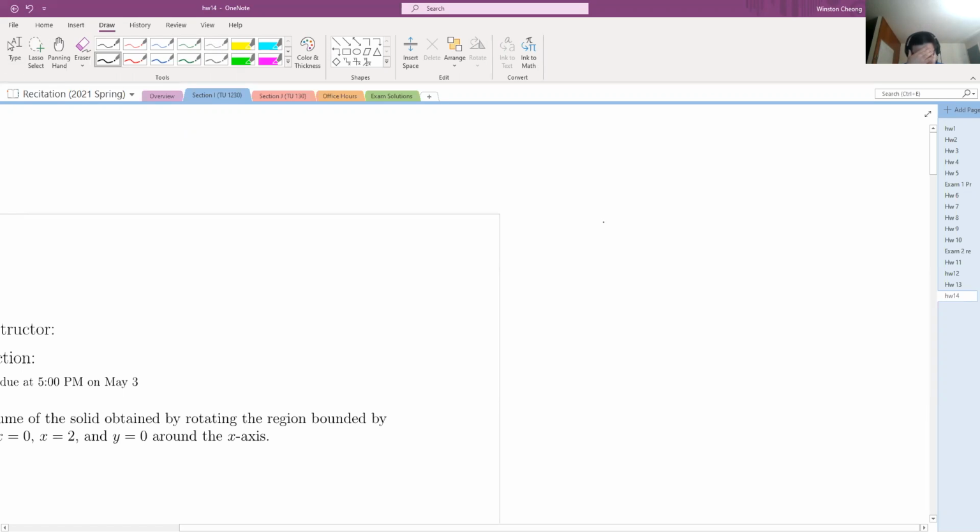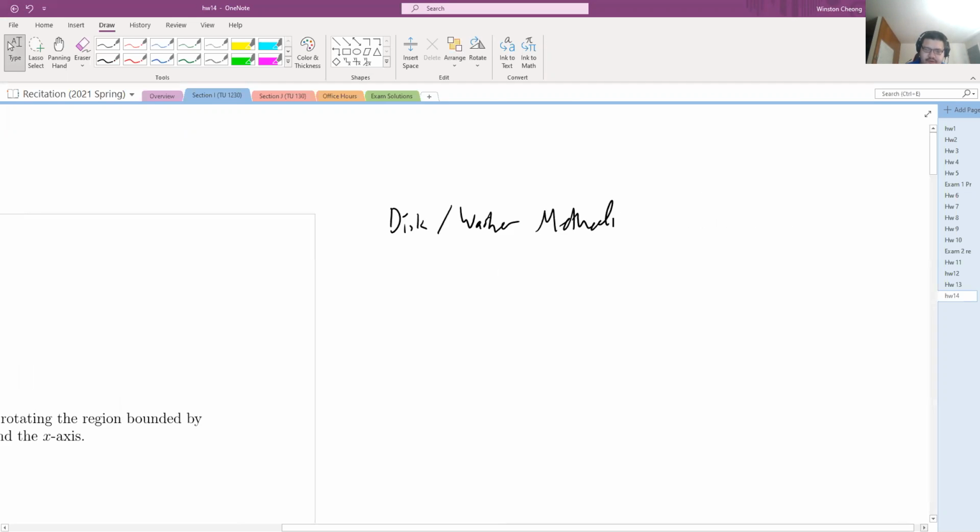But the idea is that there are two different setups for these types of problems. There's the disk or washer method. And so that's one method, that's one way of thinking about it.